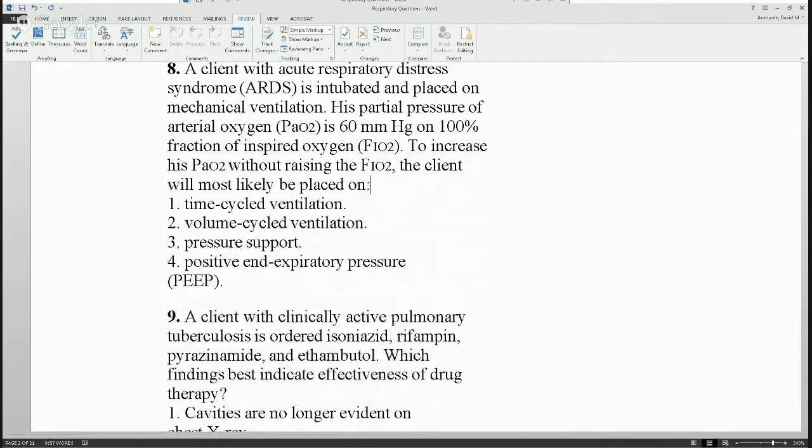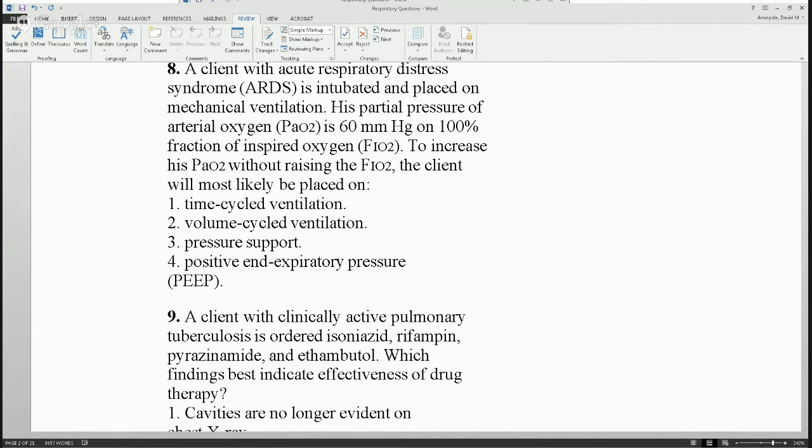A client with ARDS is intubated and placed on mechanical ventilation. His partial pressure of oxygen is 60 on a 100% fraction of inspired oxygen. To increase his PaO2 without raising the FiO2, the client will most likely be placed on what? One thing you need to know here is he's already on 100%, so you actually cannot increase their FiO2.